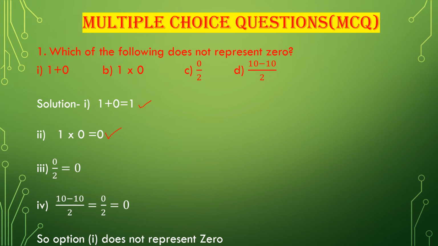And third is 0 divided by 2. We know 0 divided by any whole number, we get 0 only. And D, 10 minus 10 divided by 2. 10 minus 10 is 0. 0 divided by 2 is 0. We know 0 divided by any whole number, we get 0 only. Which of the following does not represent 0? So first, 1 plus 0 equal to 1, that represents 1. So this is not equal to 0. So the first option is the answer.